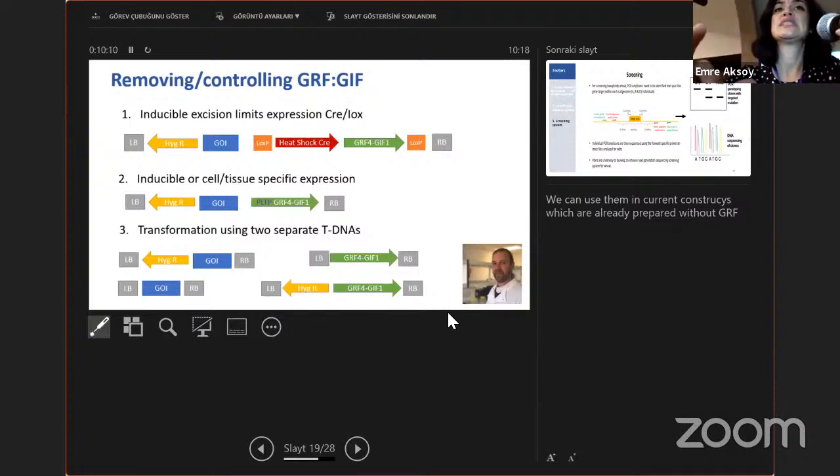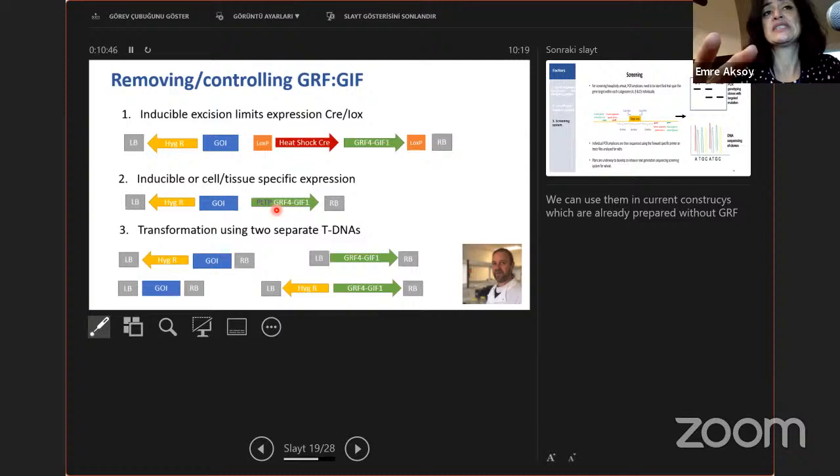The first one we use is the Cre-lox system. With Cre-lox in combination with the heat shock promoter, when we increase the temperature at a later stage, it allows us to remove GRF in the transgenic plants. The other one is controlling the GRF using the PLTP promoter. It is an endosperm and embryo-specific promoter, and it doesn't express at a later stage. So we can produce callus and somatic embryogenesis, but at a later stage, it doesn't express the GRF.